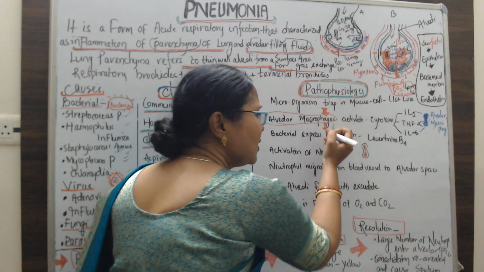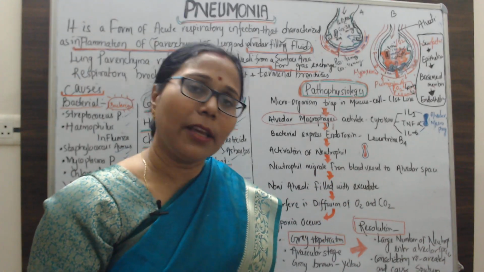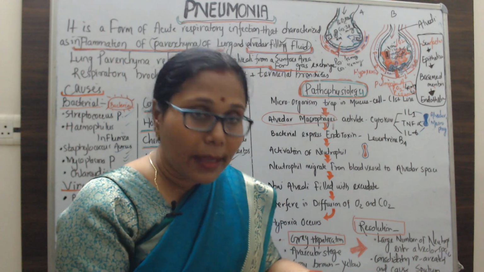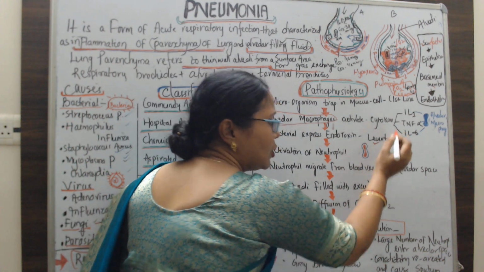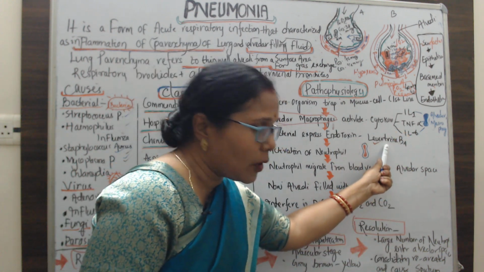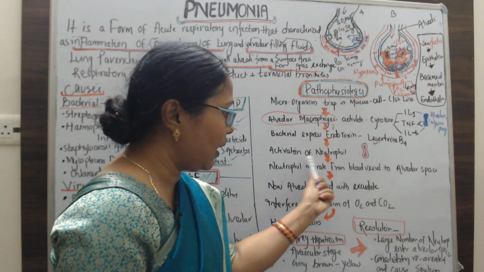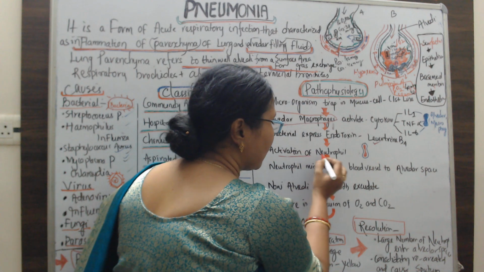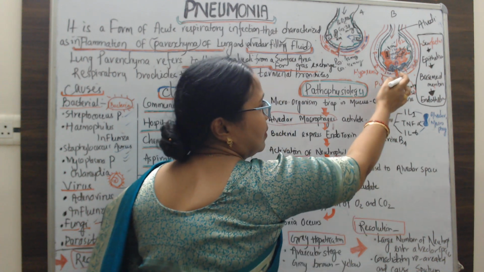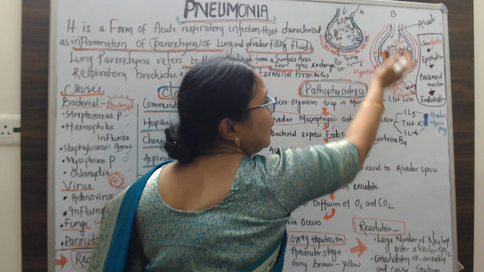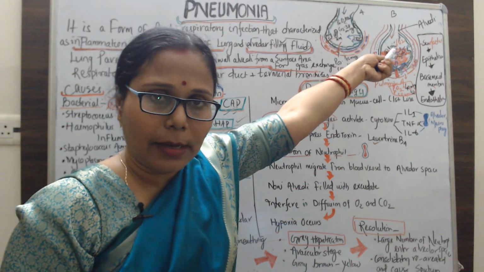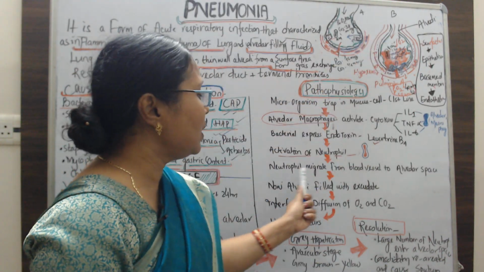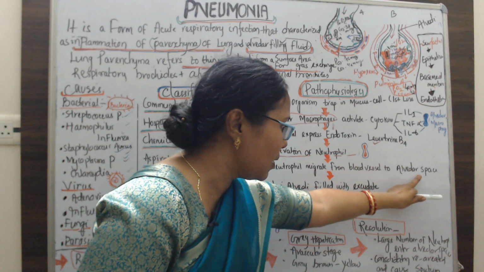So for every action there is a reaction. The bacteria also release endotoxins. This one is leukotriene B4, and leukotriene B4 affects the parenchymal wall, leading to activation of the neutrophils. In the blood vessels, the neutrophils move towards the area of the alveolar space, and the neutrophils migrate from the blood vessel to the alveolar space.